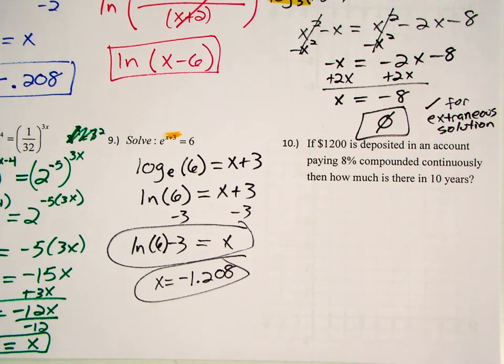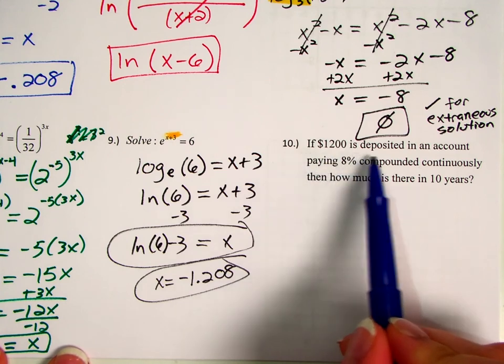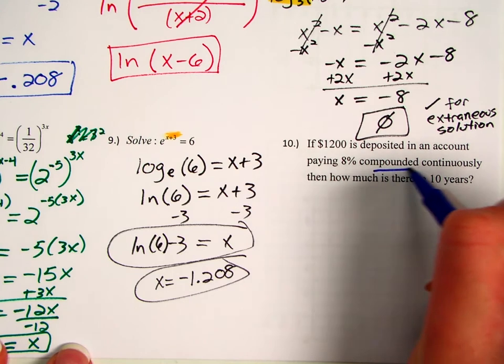All right, so this is a continuation of the Chapter 11 test review of the Quiz 1 topics from Algebra 2. So in the next one, we start out with our word problems. If $12,000 is deposited in an account paying 8%, compounded continuously.